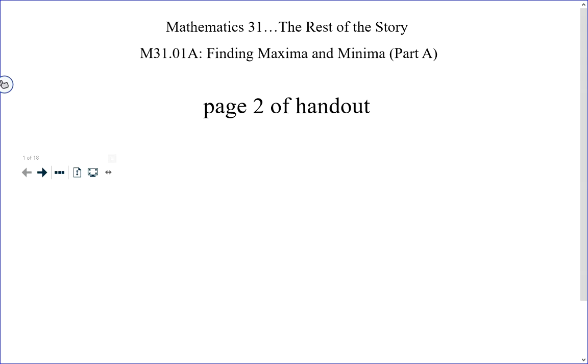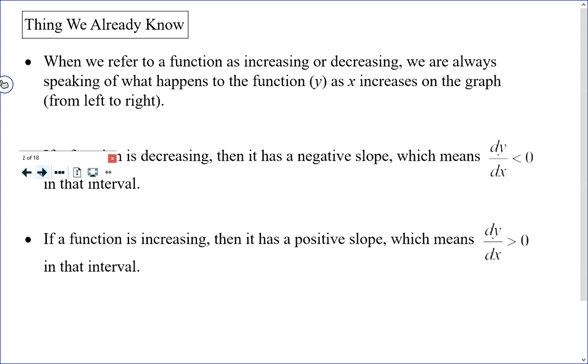Today we're going to be looking at finding maxima and minima. The word maxima is just the plural of maximum. So rather than saying maximums, we say maxima. And the same goes with minima. Minima is the plural of minimum. This is on page 2 of your handout. We're going to be spending at least 2 days on this.